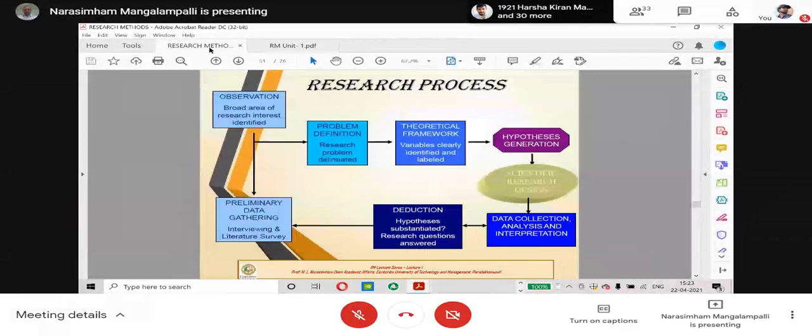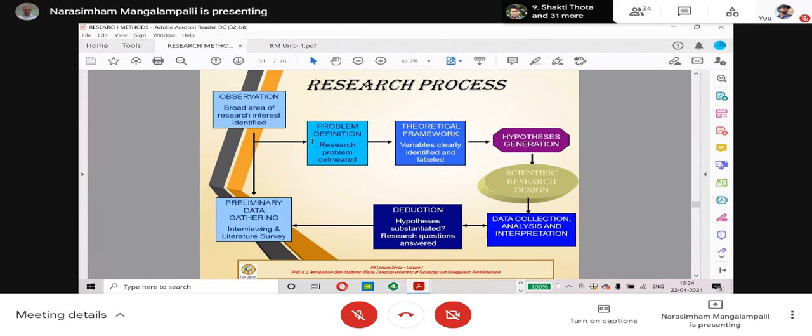So these 11 steps here I have shown in a different way in the form of a flow chart. See, first you observe, observation, broad area of research interest is identified. Then what you do is, there are two steps that are required. One is problem identification definition, and then preliminary data gathering.